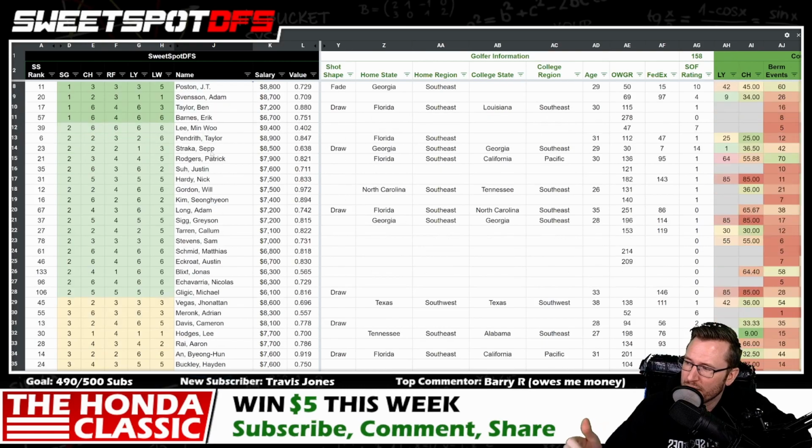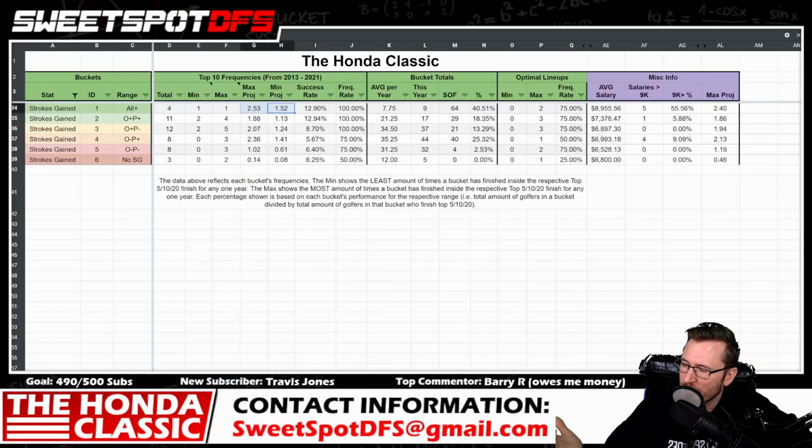The next bucket, strokes gained 2, we want somewhere between 0 to 2. So you can see right here, it says 1 to 2, but remember, if none of the max projections are over 2, then we drop it down to 0. So strokes gained 2.